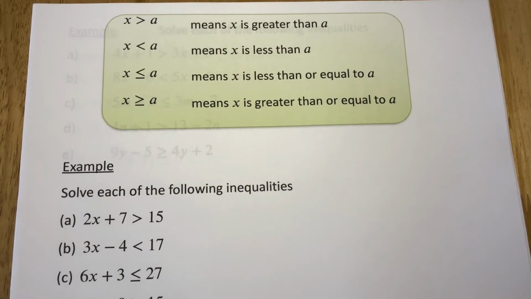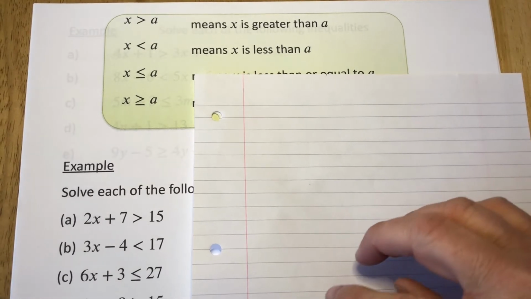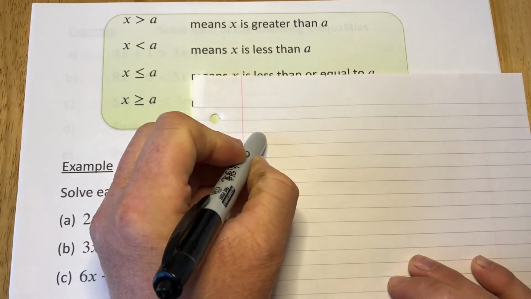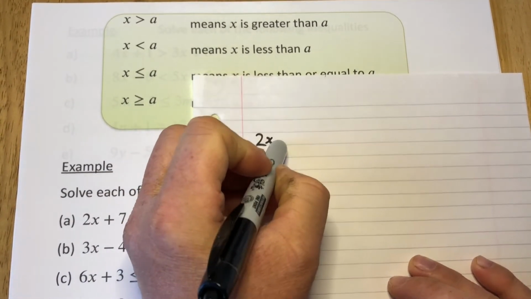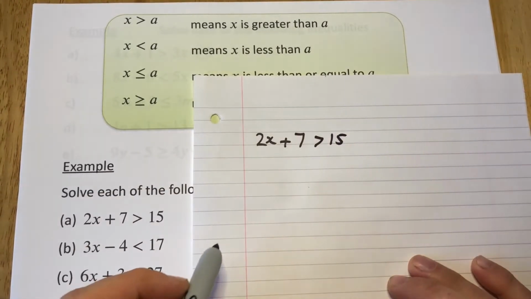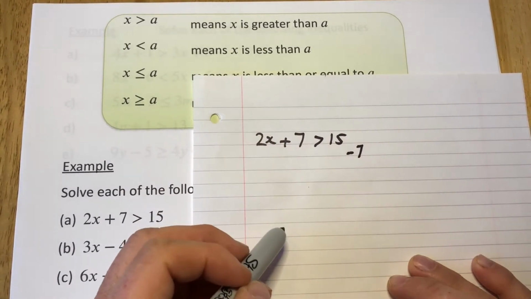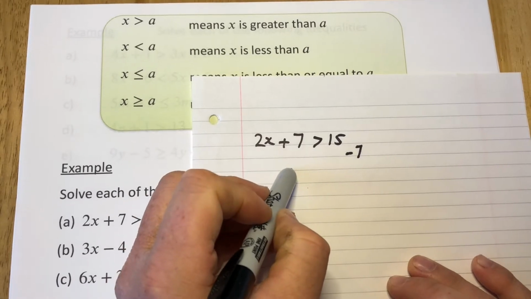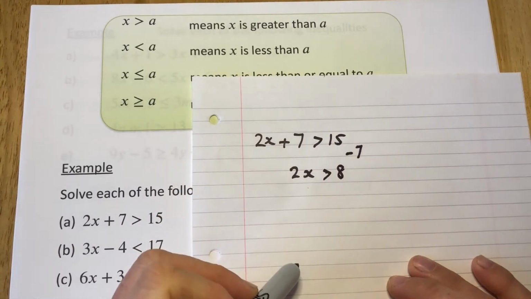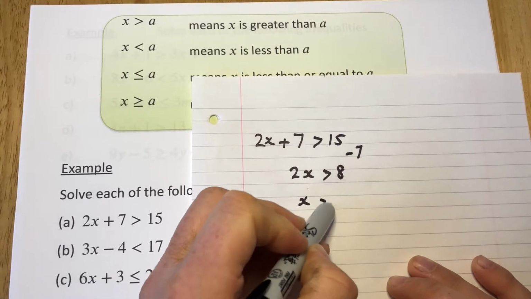So here we have a few questions, and looking at the first one, we have that 2x plus 7 is greater than 15. To solve these, you would do exactly the same as what you have done with solving equations. So with the 2x plus 7 greater than 15, the first thing you would do is put the 7 on the other side, which becomes a take 7. So therefore 2x is greater than 8, which means that x is greater than 4.